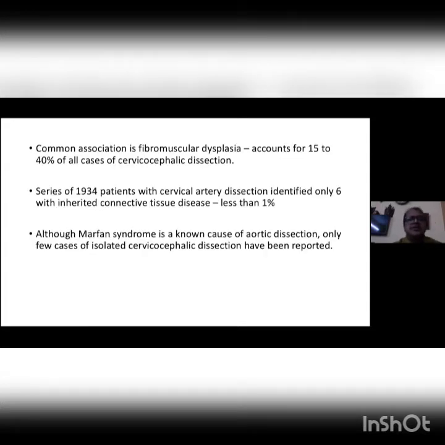A common association is fibromuscular dysplasia, which accounts for 15 to 40% of all cases of cervicocephalic dissection. A series of 1,934 patients with cervical artery dissection identified only 6 with inherited connective tissue disease, that is less than 1%. It is not, as commonly believed, that these patients should have underlying connective tissue disease. But the data they found show less than 1% of patients have inherited connective tissue disease. Although Marfan syndrome is a known cause of aortic dissection, only a few cases of isolated cervicocephalic dissection have been reported.